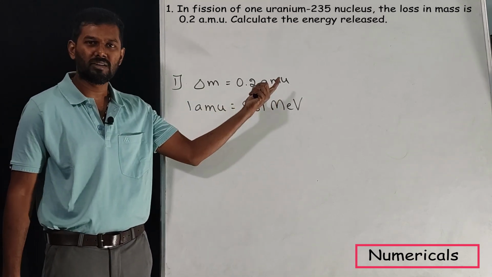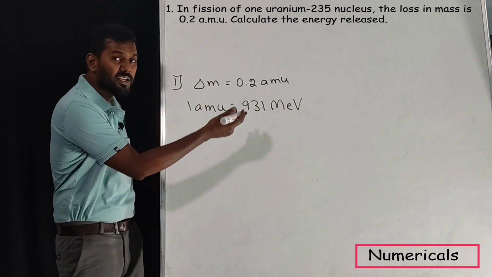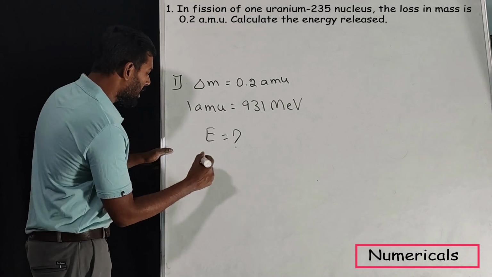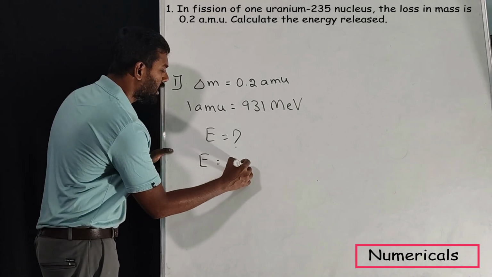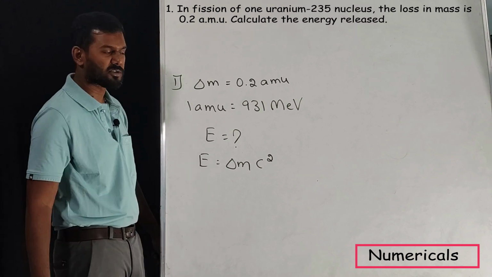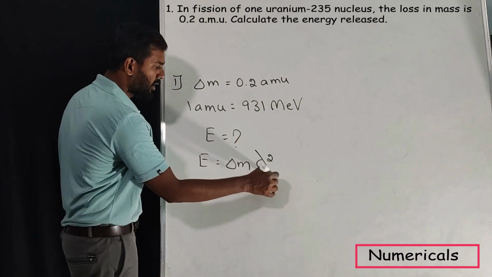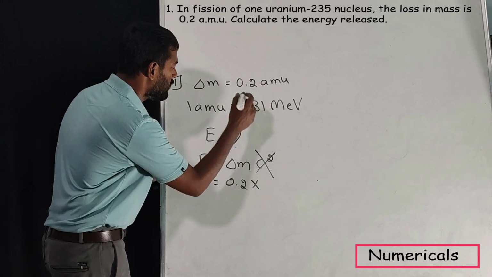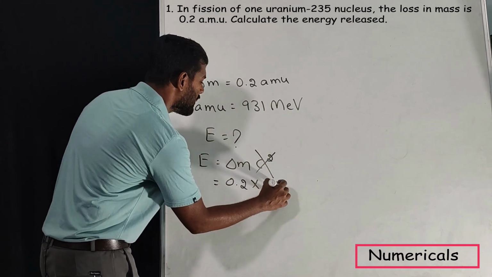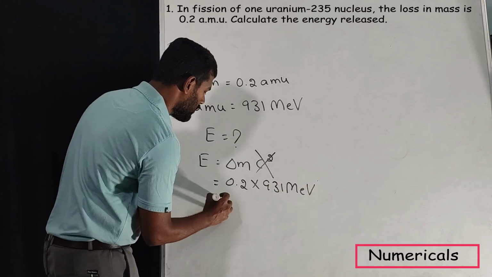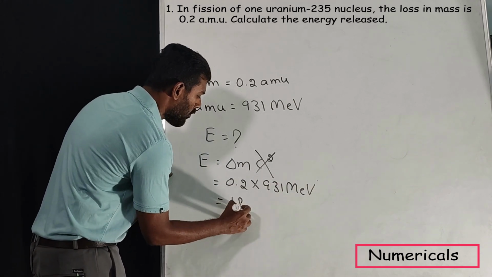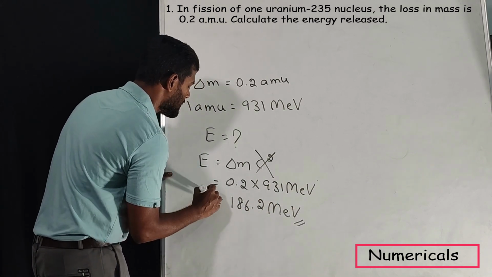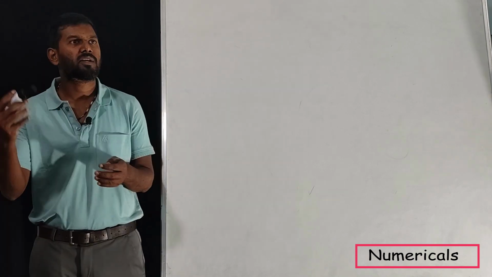This is the value of the energy, correct? So what do we have to calculate? E. Now E is equal to delta M C square, correct? When the value in AMU is given, we don't have to use C square. So the answer will be 0.2 into 931 mega electron volt, that is 186.2 mega electron volt. This is the answer we are looking for. That's it. Our next question.